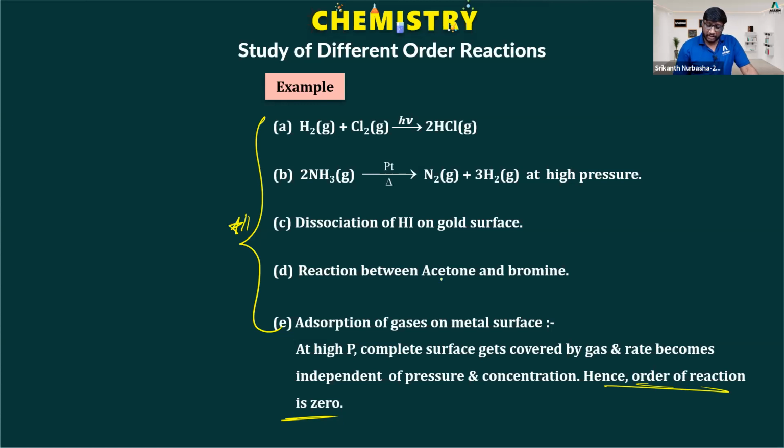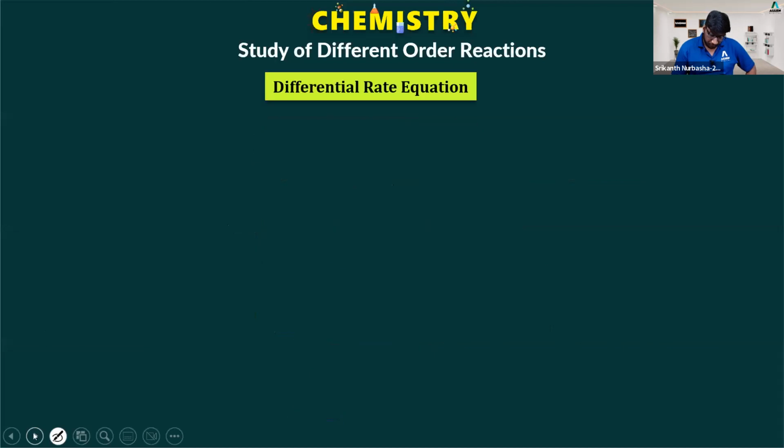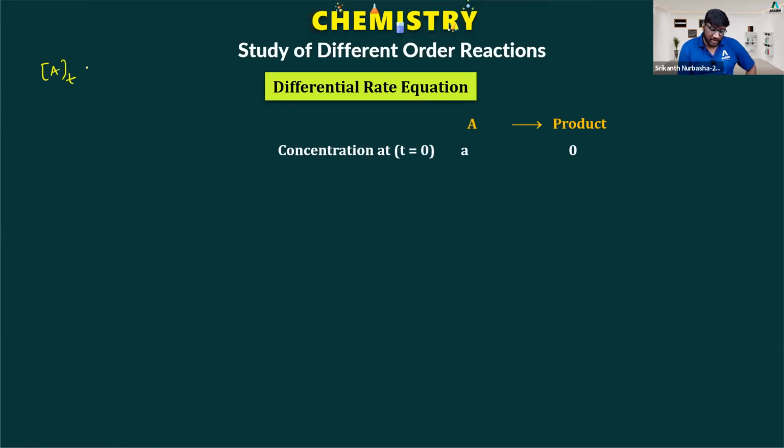Similarly, reaction between acetone and bromine, dissociation of HI on gold surface. These are some other examples. HCl formation in the presence of sunlight, decomposition of ammonia to N2 and H2 on platinum at high temperature and pressure. These are some other examples of zero order reactions. Differential rate equation, the rate equation, whatever we have derived, we'll get it. So what equation you got? Concentration of A at any time t is equal to concentration of A at time t equal to 0 minus k into t.